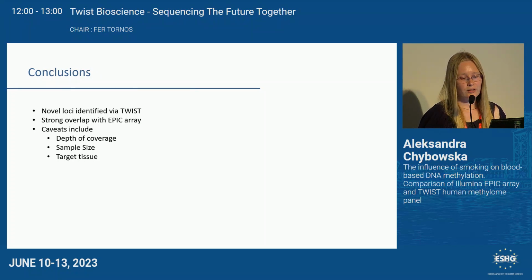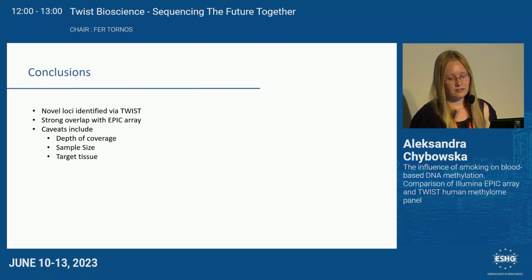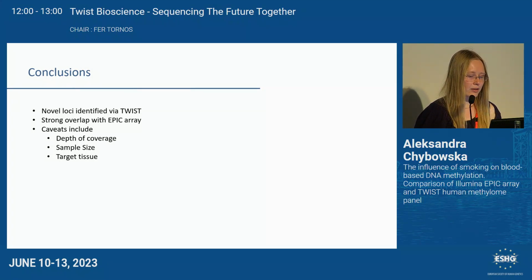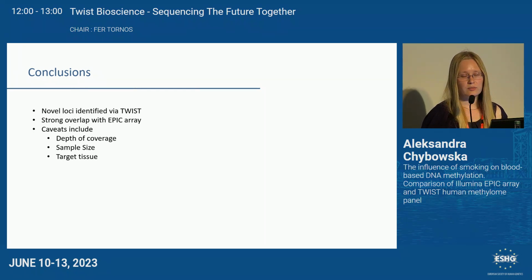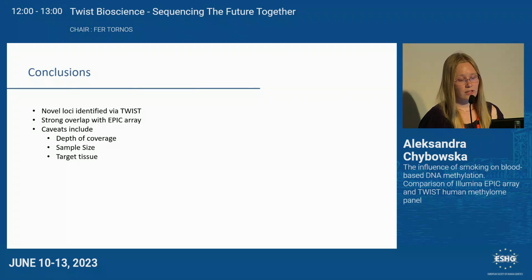In conclusion, we definitely found some novel loci via Twist-based analysis. We observed that the general trends in methylation are similar between the Twist methylation panel and the EPIC array. In terms of caveats, they include depth of coverage. You saw how I experimented with it to maximize my confidence and also retain as many sites as possible in my methylation data. Sample size, obviously, we had only 48 samples. And target tissue, it's an important caveat of all experiments that are based on epigenetics.